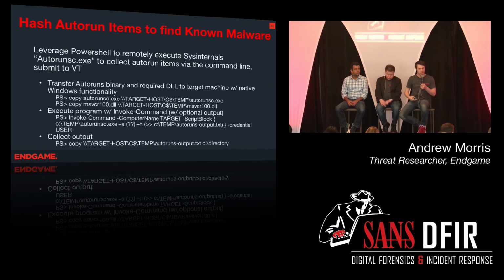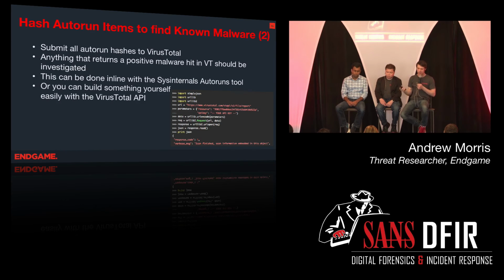Then you can pull all of that data back, and you can start stacking it up together using some really, really simple command line one-liners to do the text manipulation to find anomalies. You can take all of these and submit them to VirusTotal. If anything comes back from VirusTotal that you know is bad, then you know, all right, that's a good place for me to start looking for badness. Or you can build something yourself that uses the VirusTotal API. You don't necessarily have to use Sysinternals Autoruns to do this.